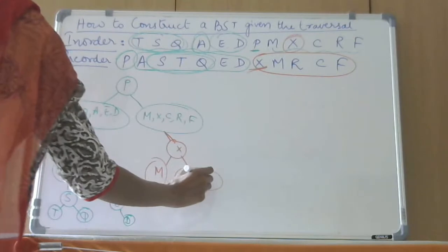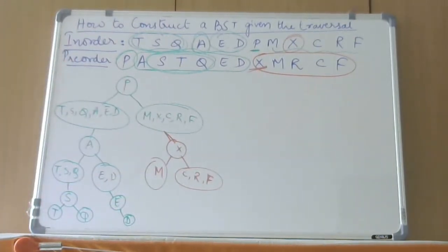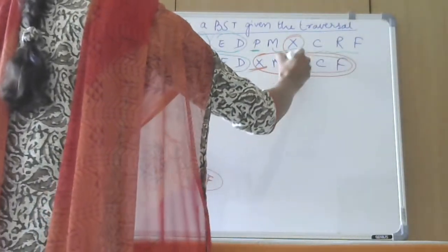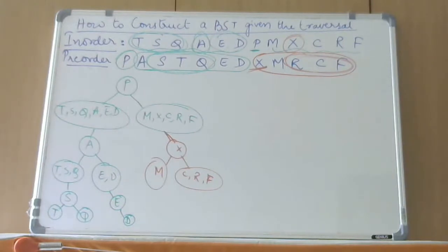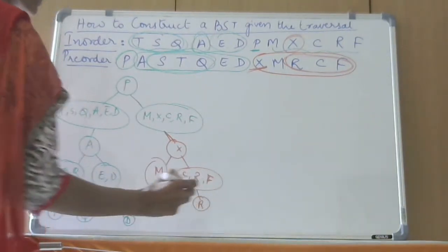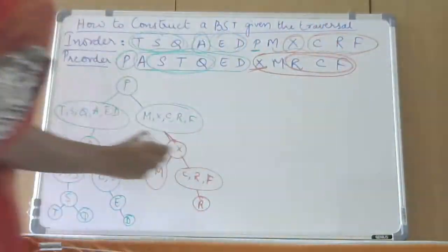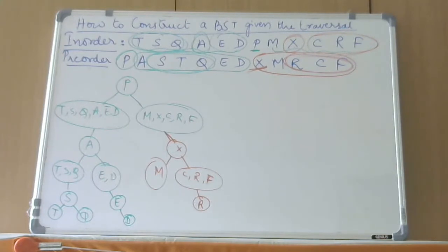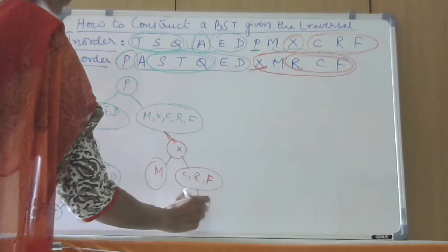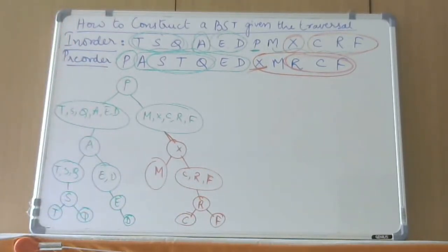CRF. Alright. Now again, out of this, which should be the root, which should come left, which should come right, we do not know. So we look into the preorder. CRF, you see this part. R is first, so R is the root. Again, see the inorder. C is to the left of R, F is to the right of R. This is how it is.